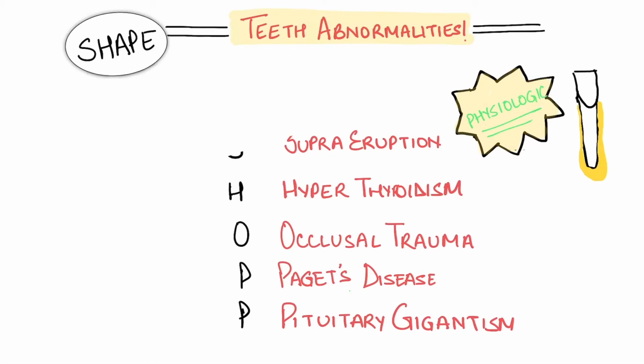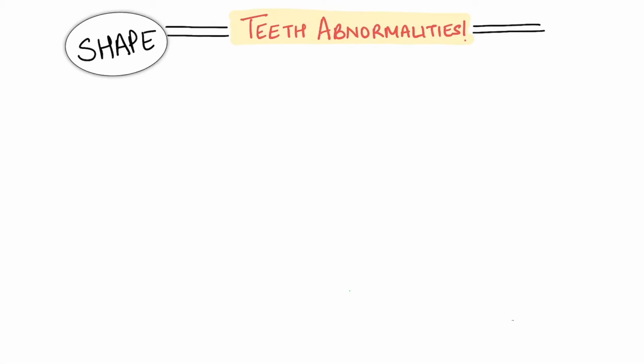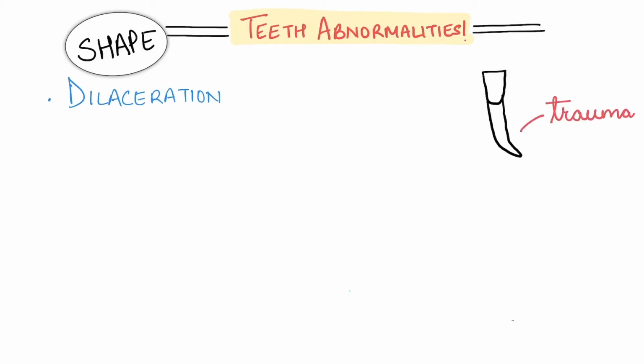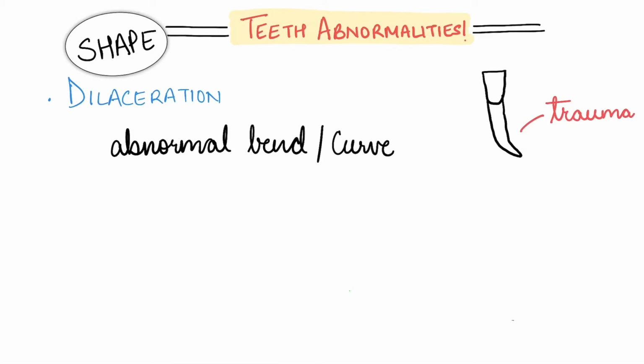The next condition is dilaceration. Dilaceration is characterized by an abnormal bend or curve of the root during its development. The exact cause of dilaceration is not certain, but it is thought to result from a traumatic exposure during development, usually to the primary dentition, which affects the growing permanent tooth under it.